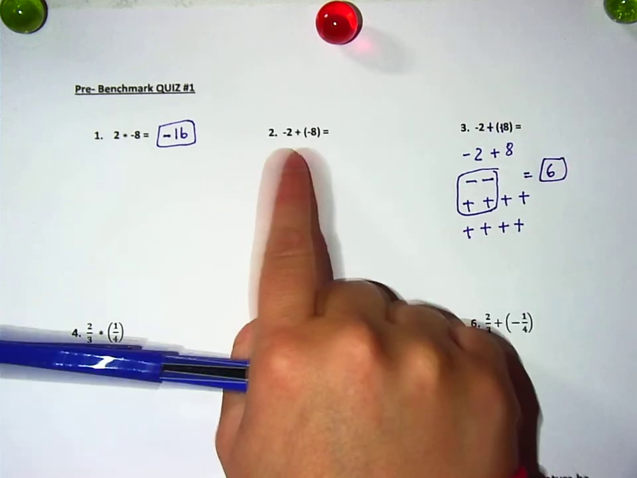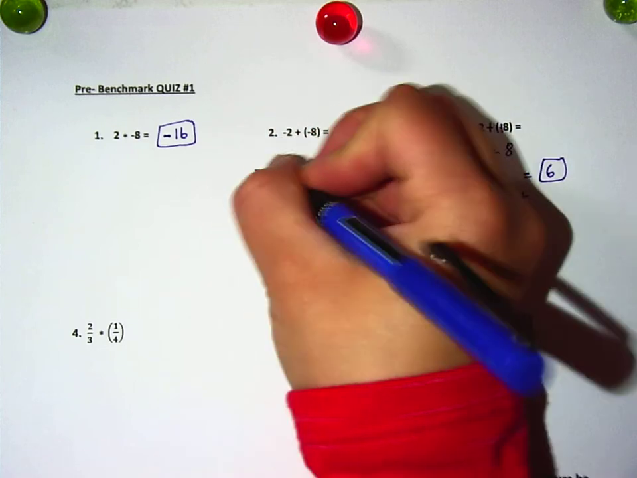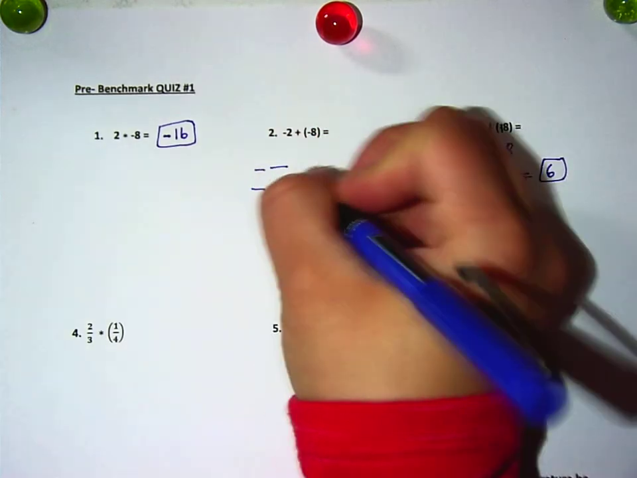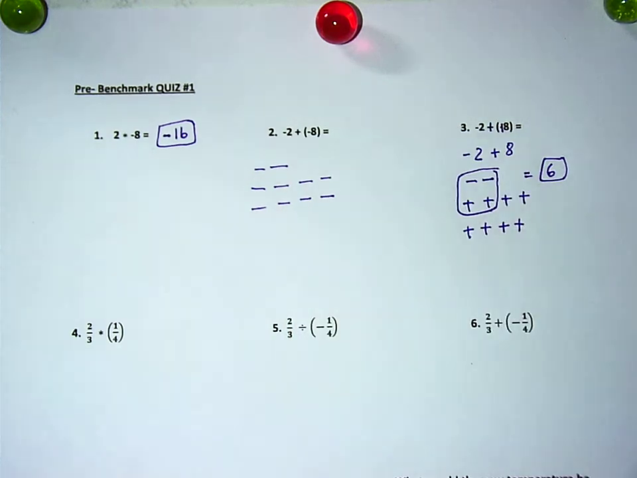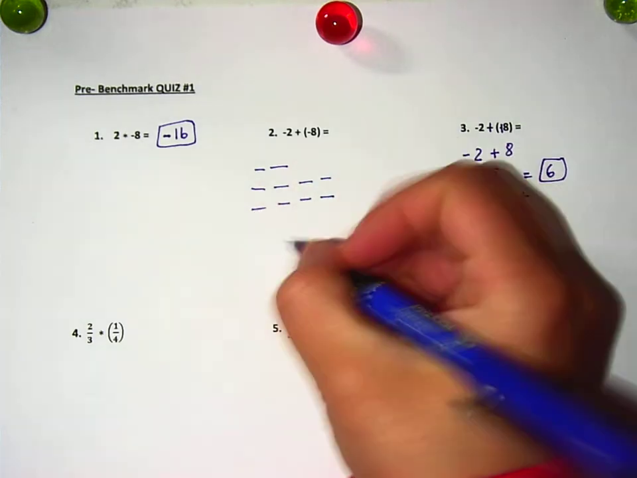Here, we've got -2 plus -8, which means that there's 2 negatives, and then there's 8 more negatives. Nothing cancels out because a positive and a negative cancel each other out, but negatives just are negatives, so that's -10 because there's 10 negatives.